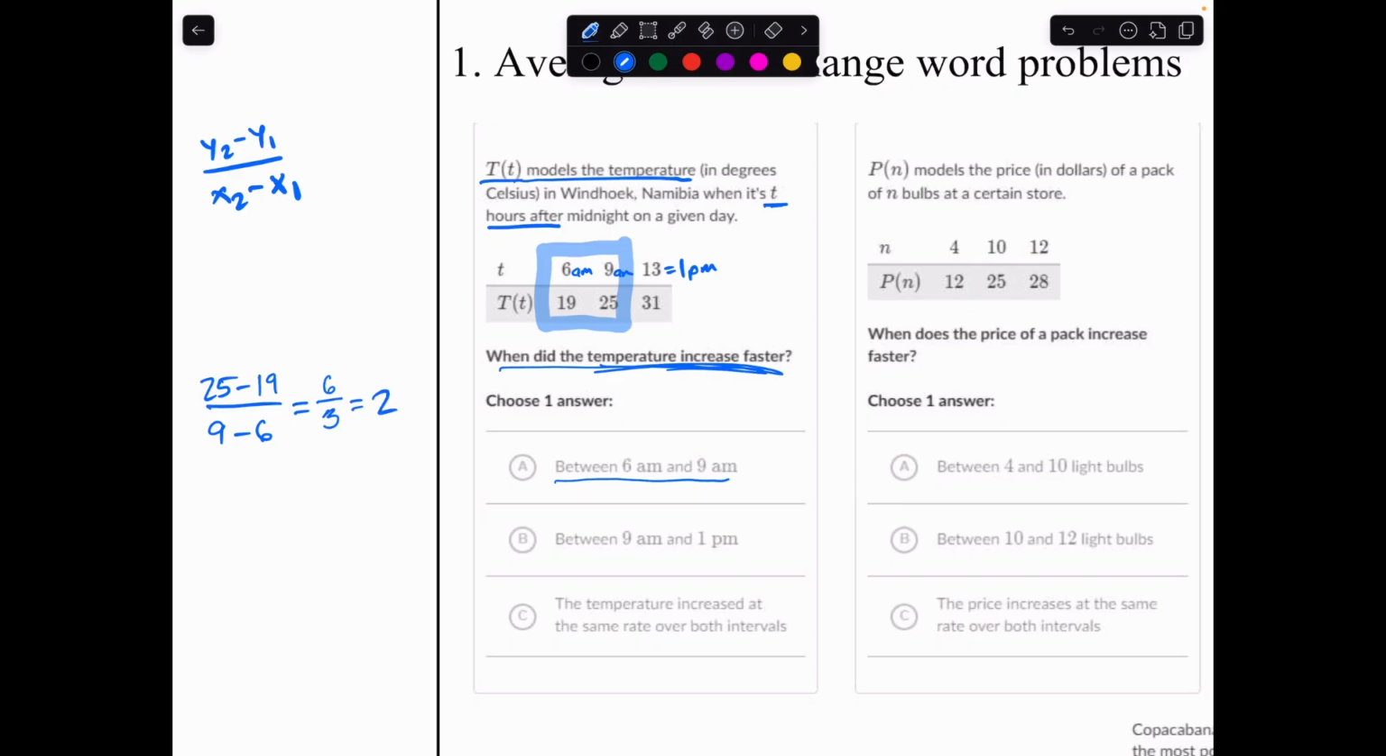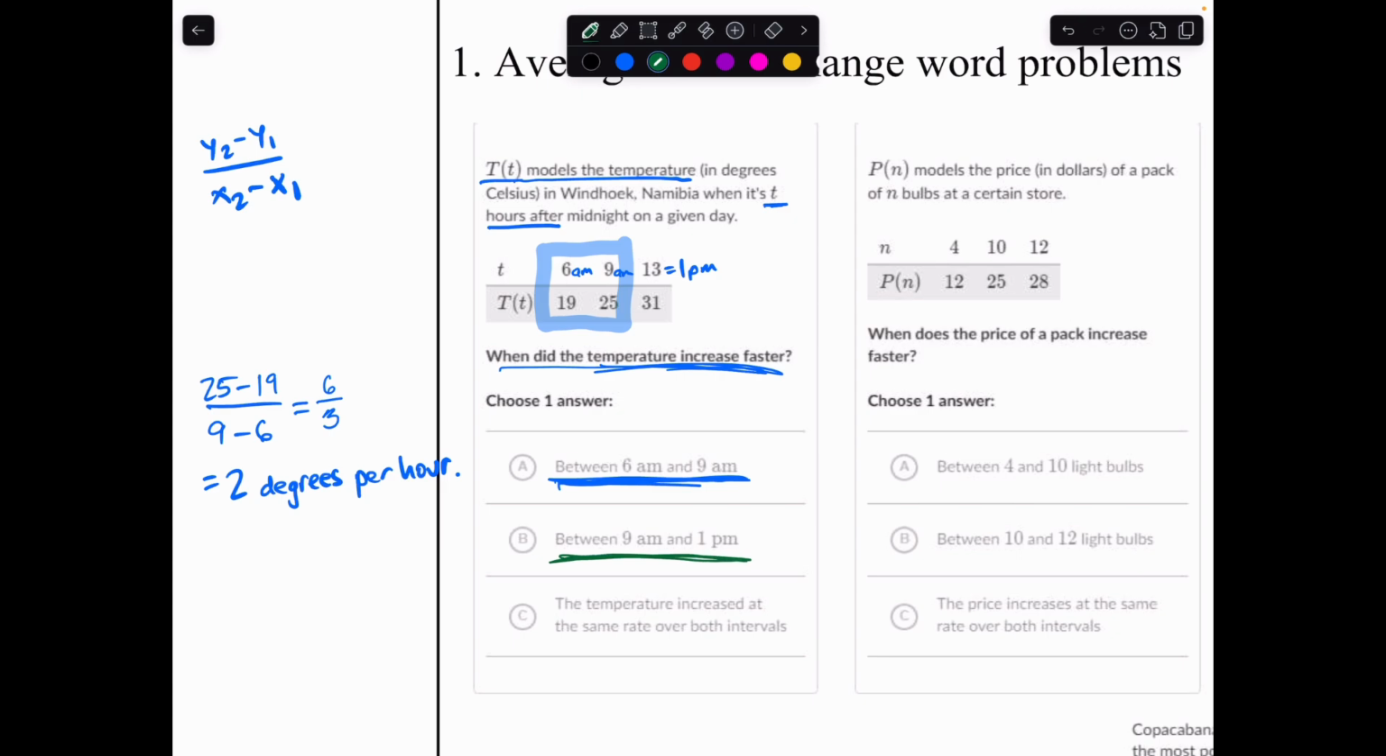So the average rate of change between 6 a.m. and 9 a.m. would be 2, and we should really include our units. I'm going to put the equals 2 down here so that I can write degrees. That was the numerator, the temperature. These are measured in degrees Celsius, and the denominator was hours. So we can say the average rate of change was 2 degrees per hour between 6 a.m. and 9 a.m.